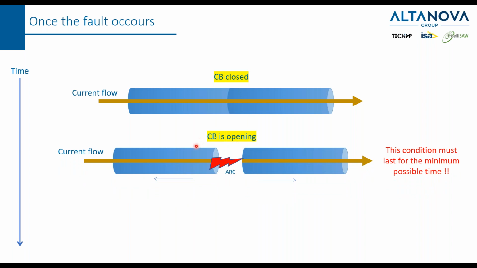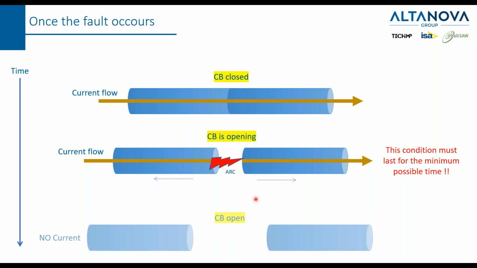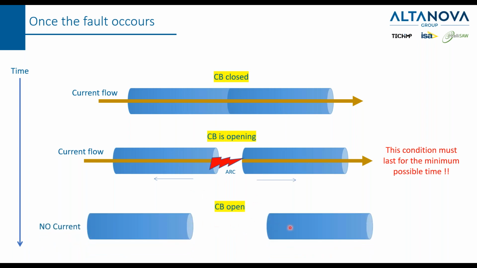And when you do this operation, in the very beginning, the current still flows through the air, and this is called an electrical arc. This condition must remain for the least possible time, because it is a condition that is dangerous for the metal. Once the two pieces of conductors are well separated, then the current flow is actually interrupted, so there is no flow anymore.